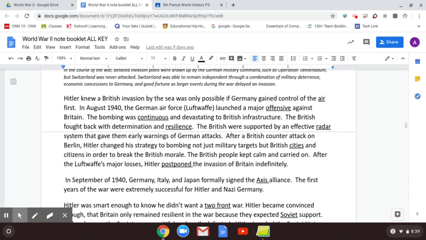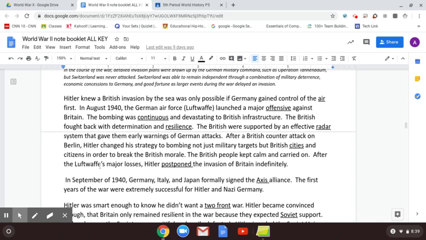After a British counterattack on Berlin, Hitler changed his strategy to bombing not just military targets, but British cities and citizens in order to break British morale. So after his attacking of British military places isn't working over time, he says, forget that. We're just going to bomb people too. We're just going to go straight through the cities and drop bombs on the cities. It doesn't matter who gets hurt or dies. And eventually, the British morale will break and they will give in to our demands. The British people kept calm and carried on, though.